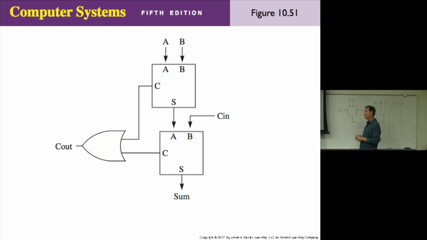Is that because the C out can't be 1 in both of those? Because you can only have up to three 1s, so you can only send the carry over once.